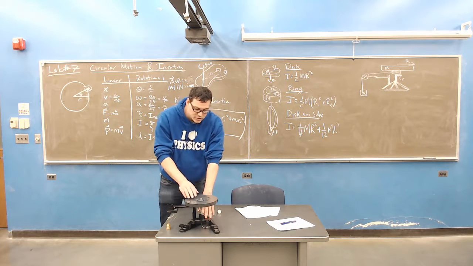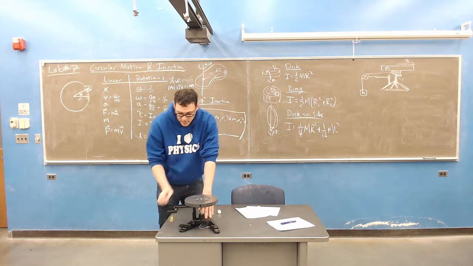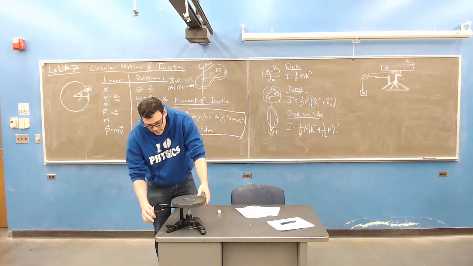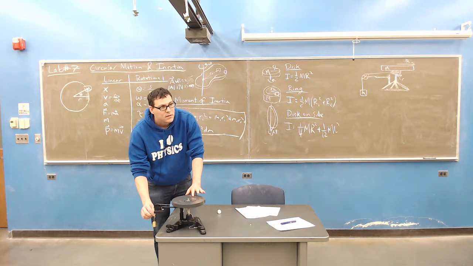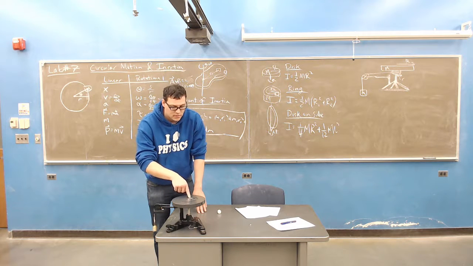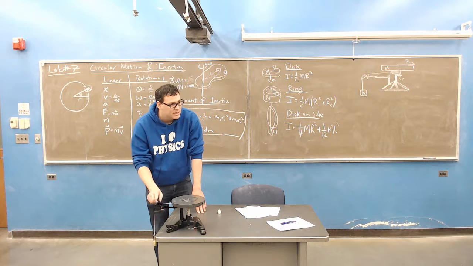The other way is to accelerate it, to spin it, and have it accelerate by having a hanging mass. So what's this hanging mass doing to the disk? It's applying a force to it, right? And that force applies a torque. And it's going to rotate it. And we can measure its acceleration using the photo gate.